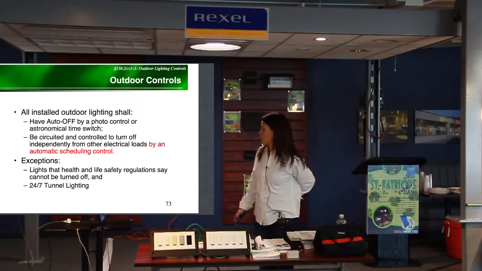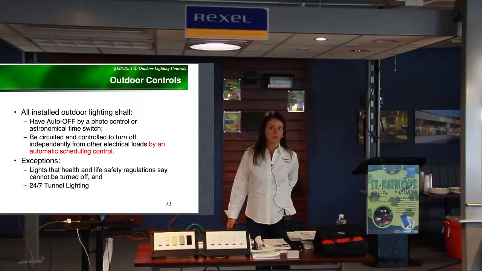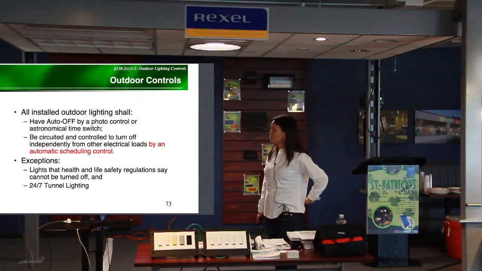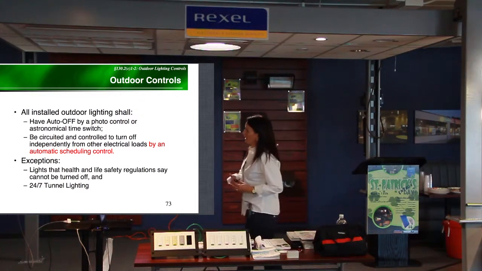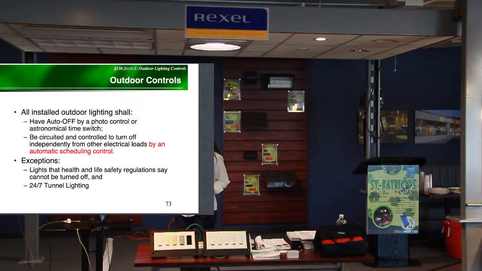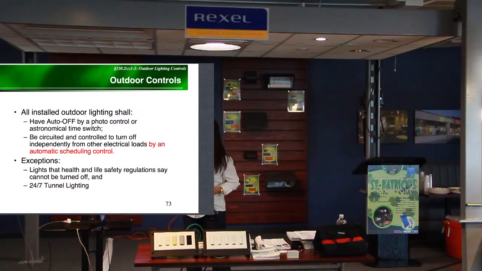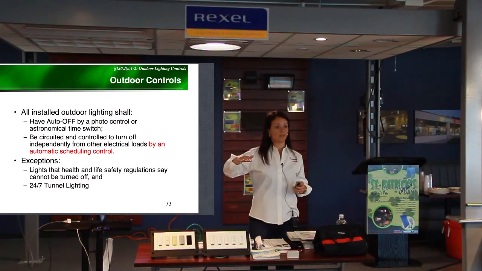Outdoor lighting controls and equipment. There are some changes in outdoor. I am no expert in outdoor lighting. There are some experts in the room. Feel free to read more about it. I think the biggest point is outdoor lighting needs to have an auto off by an astronomical time switch, and it needs to be able to be controlled by an automatic scheduling control, a time schedule.